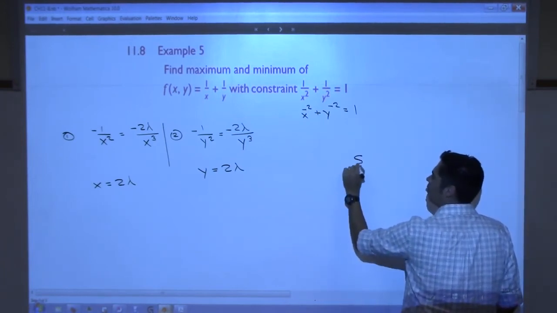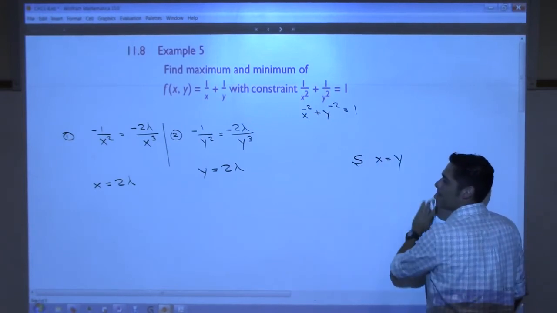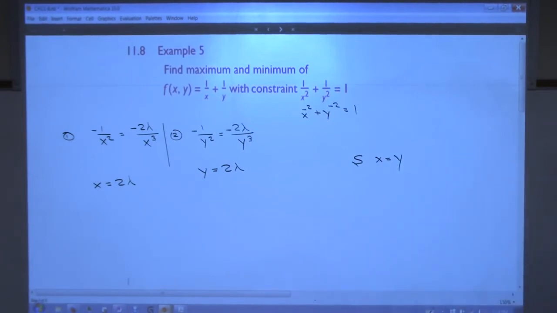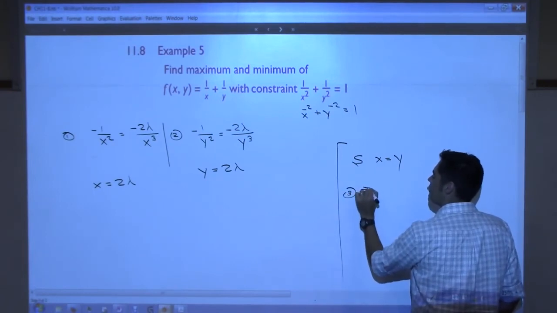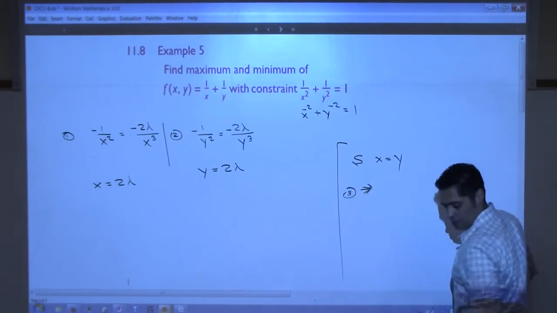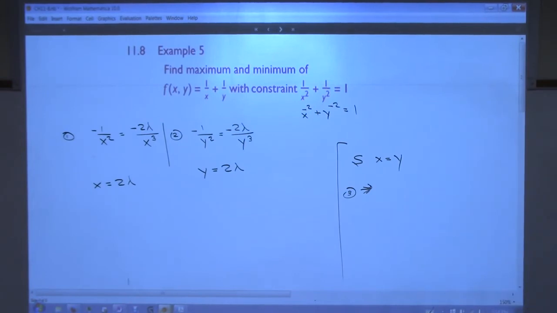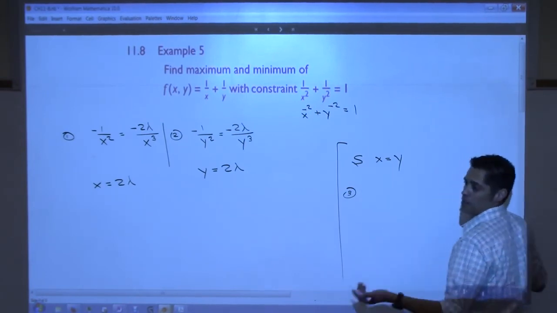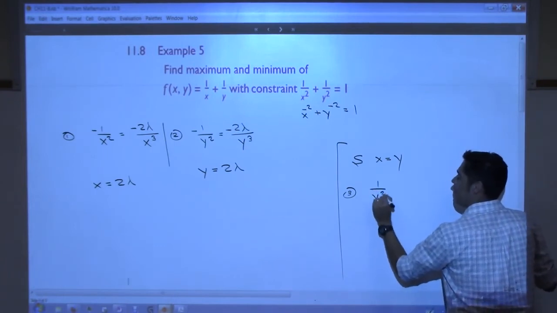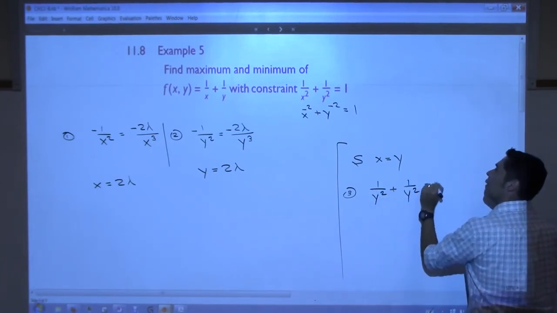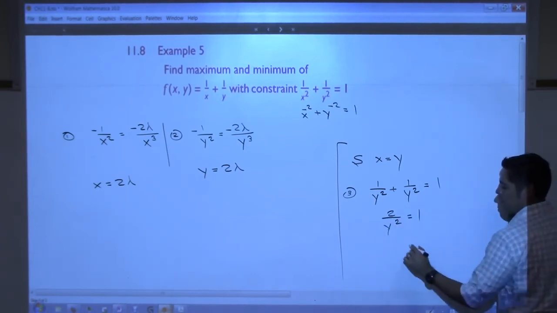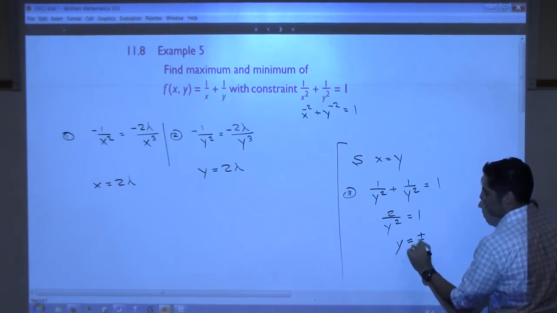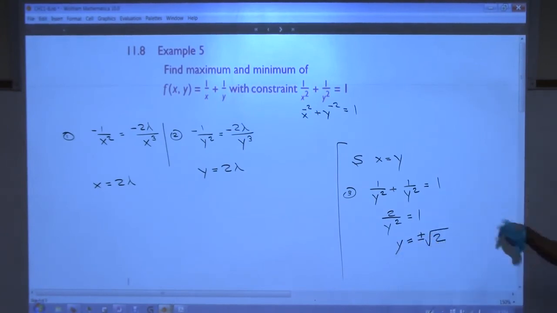So suppose x is y. What can I do with that? Plug it into the third equation. The third equation would turn into 1 over y squared plus 1 over y squared, or you could say 1 over x squared plus 1 over x squared. Either way, right? Equals 1, which means 2 over y squared equals 1, which means y is equal to plus or minus the square root of 2. I'm just moving things around.